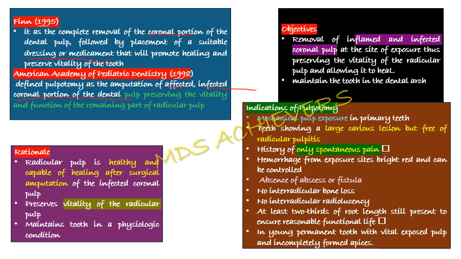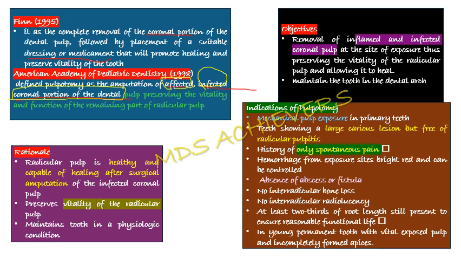See, the definitions are not important for the NEET exam, but at the same time they are required for your understanding of the topic. The name itself, the definition itself, is explaining everything, right? The affected, infected, coronal portion of the dental pulp is removed, and afterwards there is a preservation of the radicular pulp. That is, only the coronal portion of the pulp is removed and the radicular pulp is preserved. So thereby the normal vitality of the tooth is maintained. This is the definition itself giving what it actually is.